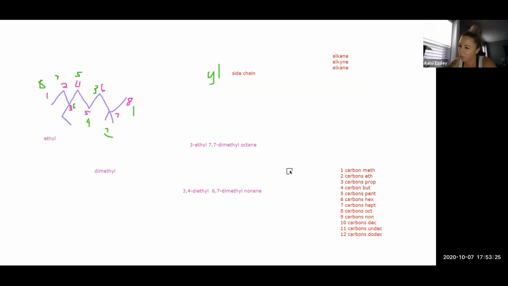Wait, so the 3 and 4 have 2 coming off of them, or 1 apiece? It'd be 2, right? The 3 and the 4 have, no, they each have 1 coming off of them, right? So there's 2. I'm telling you, there's 2. If there were 4 of them coming off of there, then it would be 3, 3, 4, 4 tetraethyl. I got you. Okay.